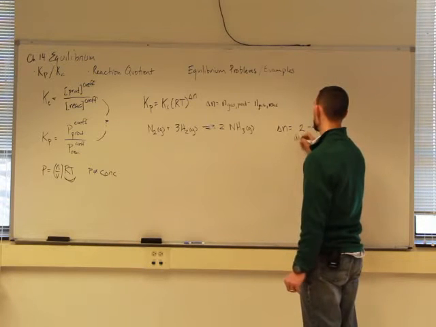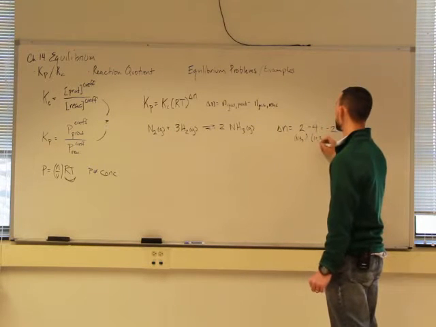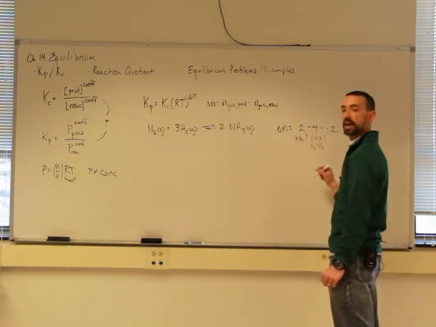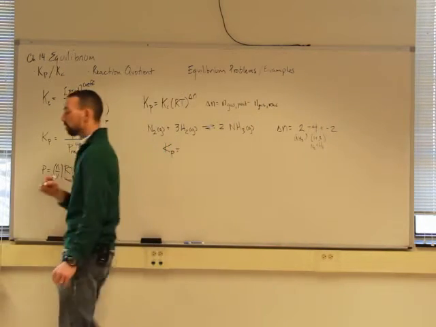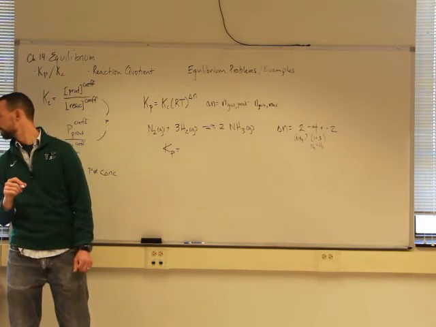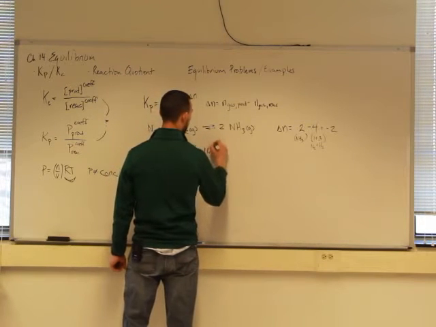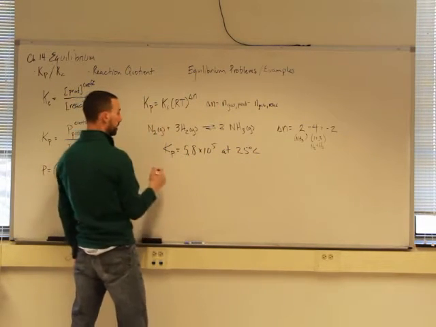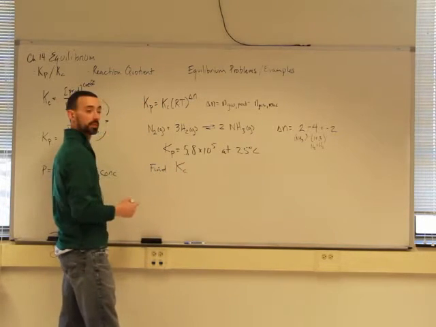This 2 is coming from the NH3 on the product side, and this 4 is coming from the 1 plus 3 of the nitrogen and the hydrogen. So it's the total moles of gas on each side of the reaction. If I told you that the Kp for this reaction was, for example, 5.8 times 10 to the positive 5 at 25 degrees Celsius, we could use this formula that we've just developed to find the concentration-based equilibrium constant.